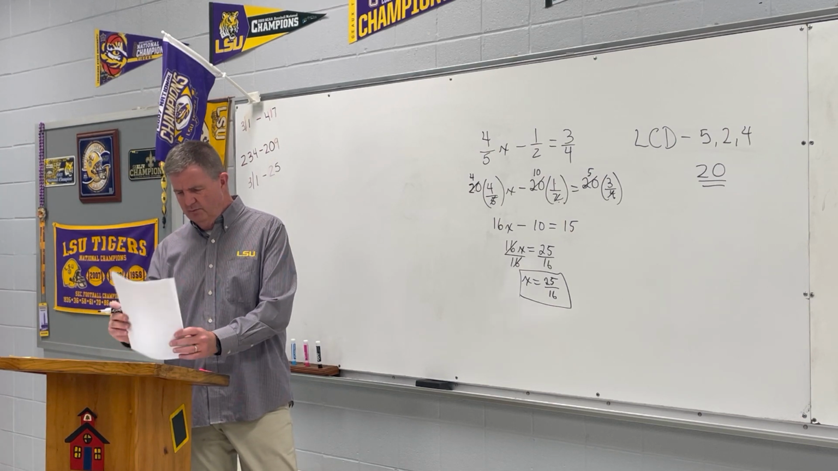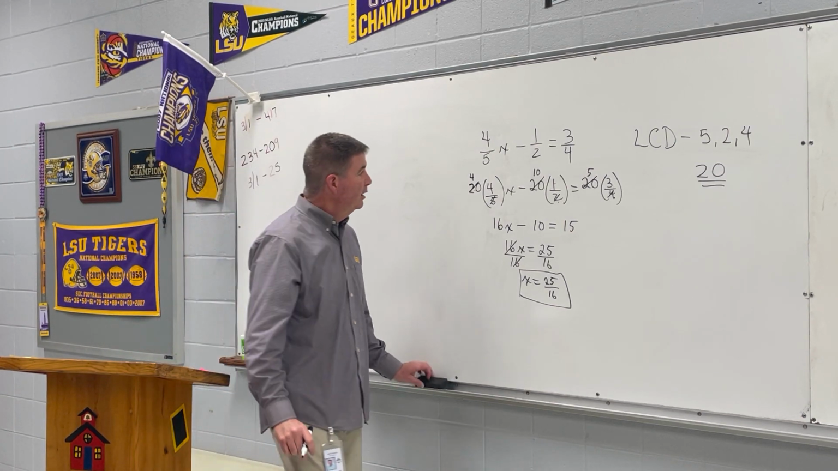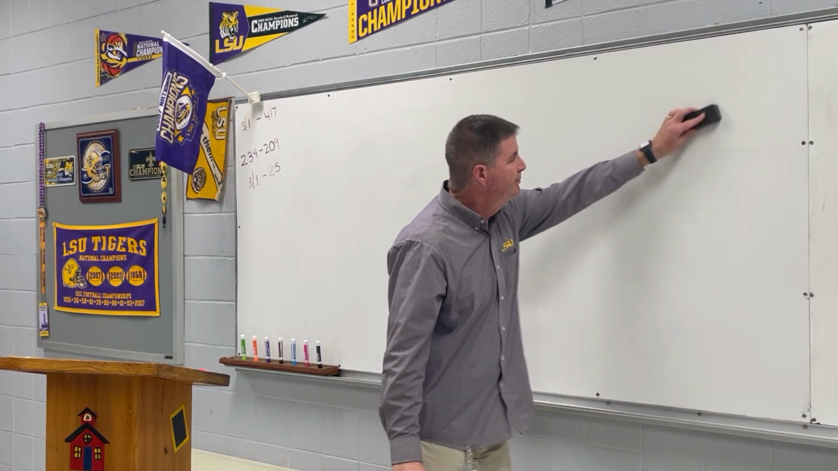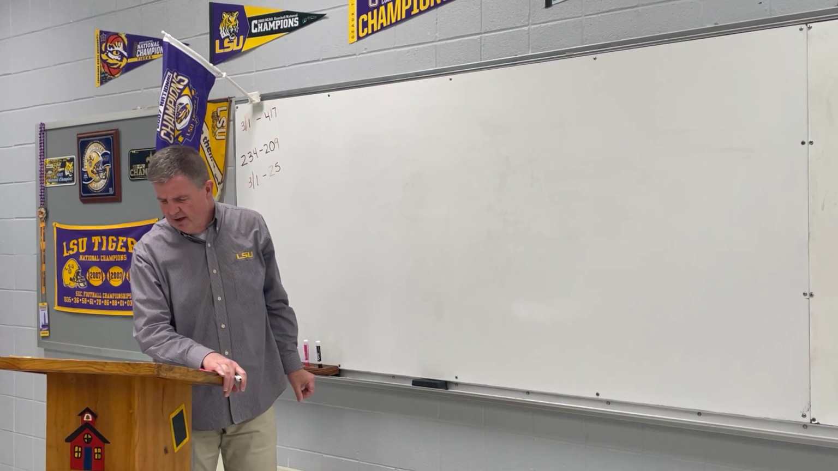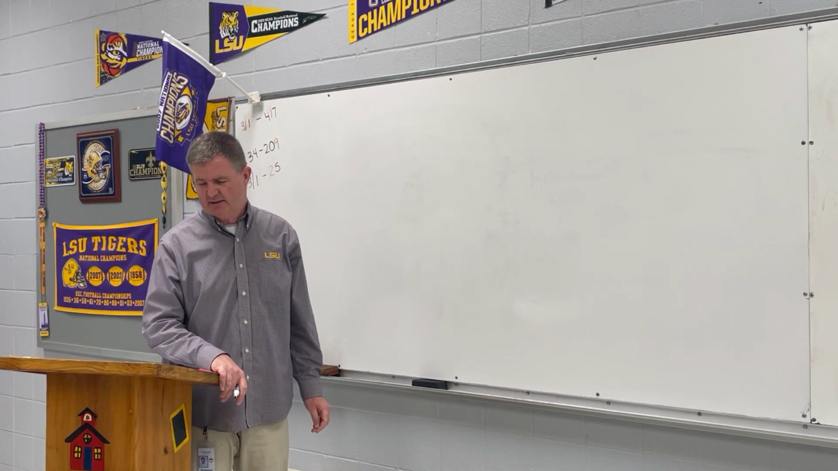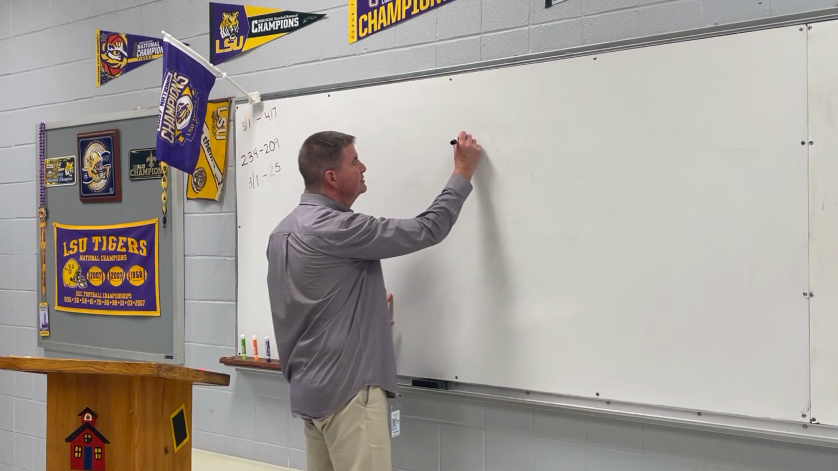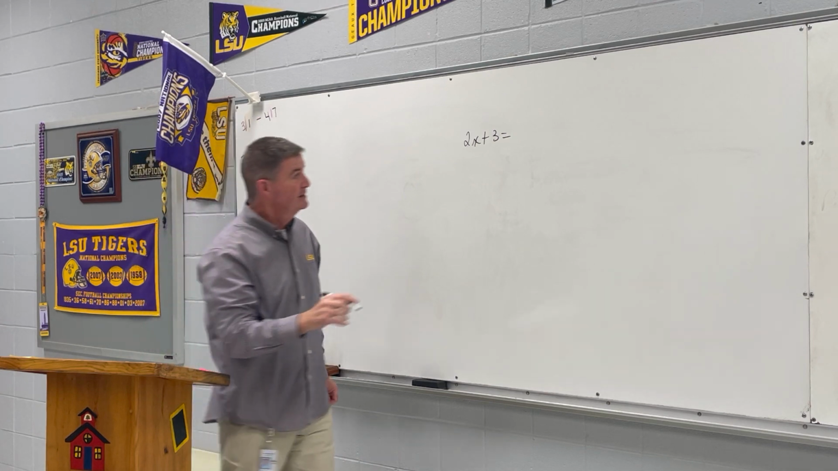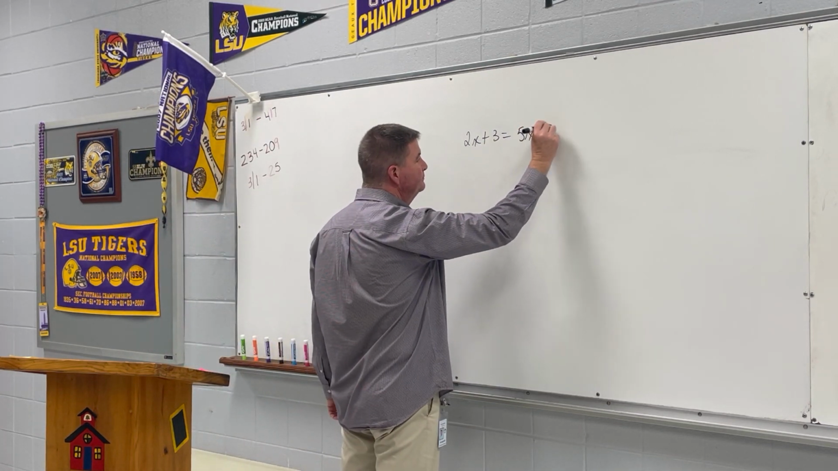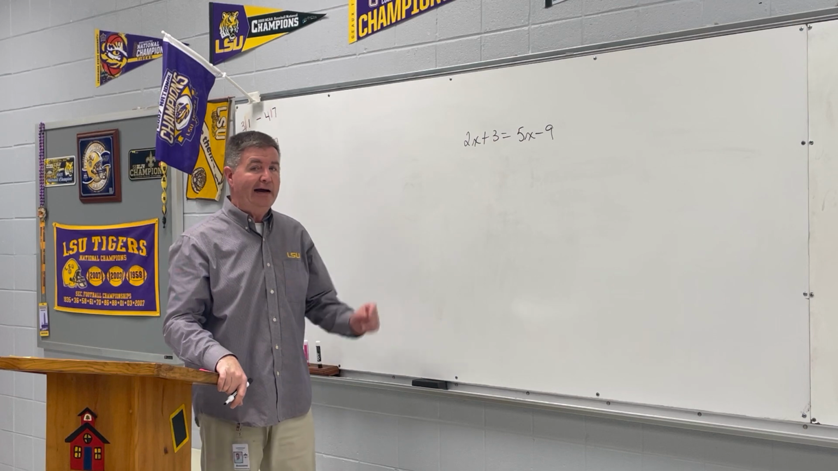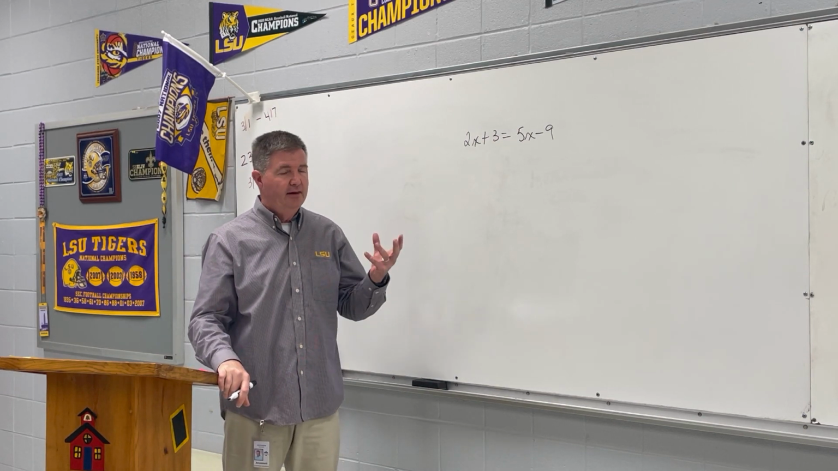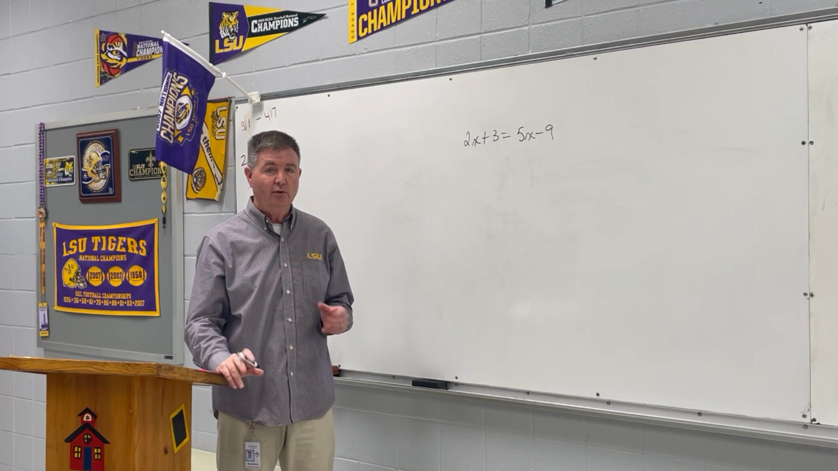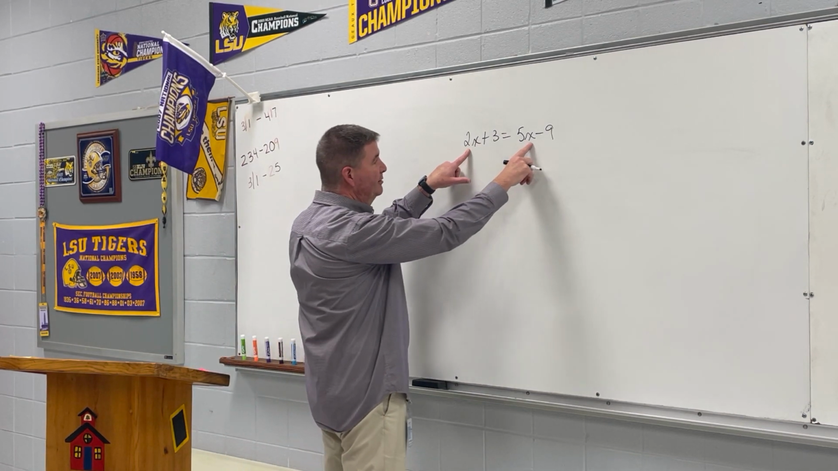All right, moving on to example number 4. In this example, we don't have a fraction, but we have variables on both sides of the equal sign. I have 2x plus 3 equals 5x minus 9. In this one here, our objective always remains the same. The variable equals a number, which means the variable needs to be on one side of the equal sign or the other. Here we have it on both sides.